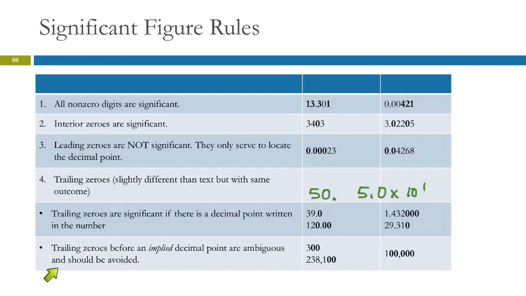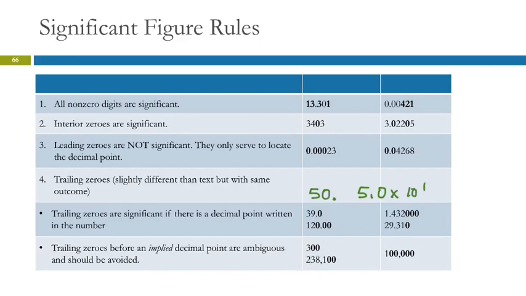So trailing zeros with an implied decimal point. These are ambiguous. They may or may not be significant. We can't tell for sure just by looking at the measurement. So we're going to assume the worst. We want to try to avoid them, but if we can't, we're going to assume that they are not significant. So the number 300. We don't know if those zeros are uncertain or certain or not at all, or just holding the decimal place. So we're going to assume they're not.